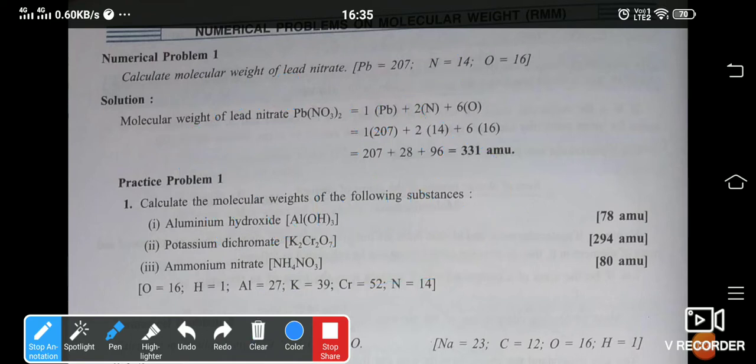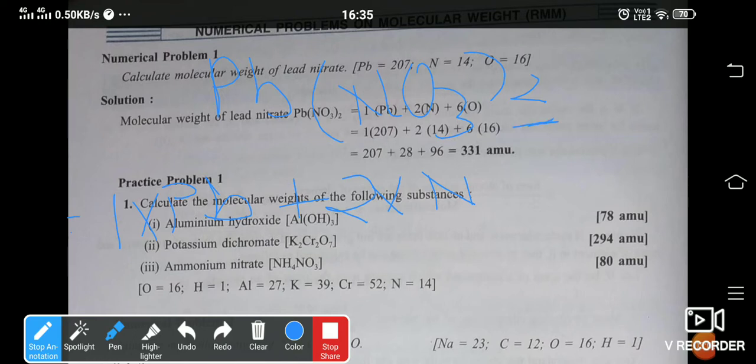I'll show you how. Now your molecular formula is Pb(NO3) twice. So we'll write down 1 into Pb, that is lead, plus 2 into N. Some students may be wondering why 2 into N, because this 2 is applicable for both nitrogen as well as for oxygen, plus 6 into O. Again, why 6 into O? 3 into 2 is 6 for oxygen.